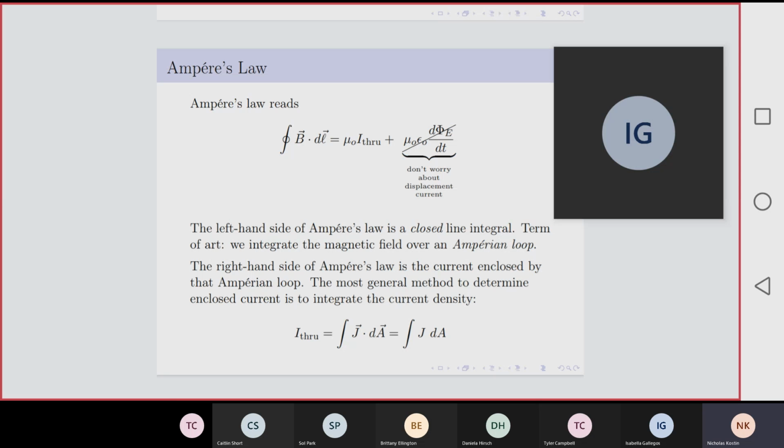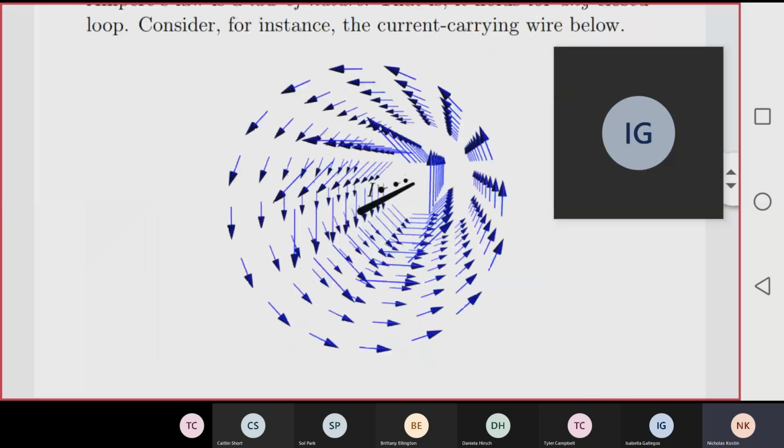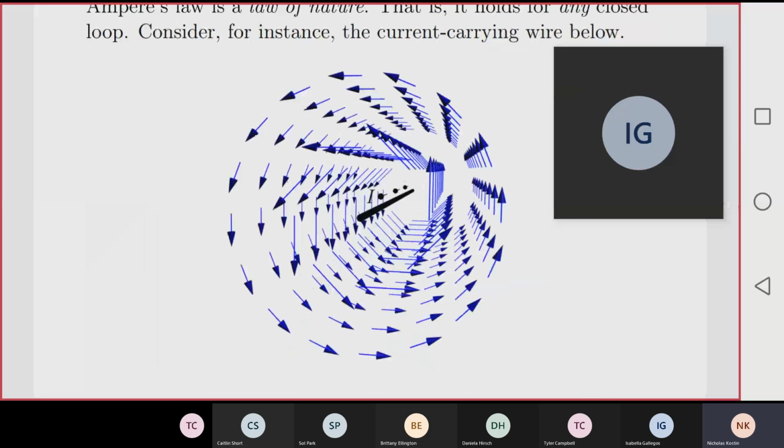So the left-hand side is just a closed line integral. That's the closed loop integral that we take over the Amperian loop. And the right-hand side of Ampere's law is whatever the current enclosed is. For instance, if we have a current carrying wire that's carrying current out of the page, it creates sort of a loopy field that's consistent with the right-hand rule, where our thumb is the current and the other 4 fingers are the B field.